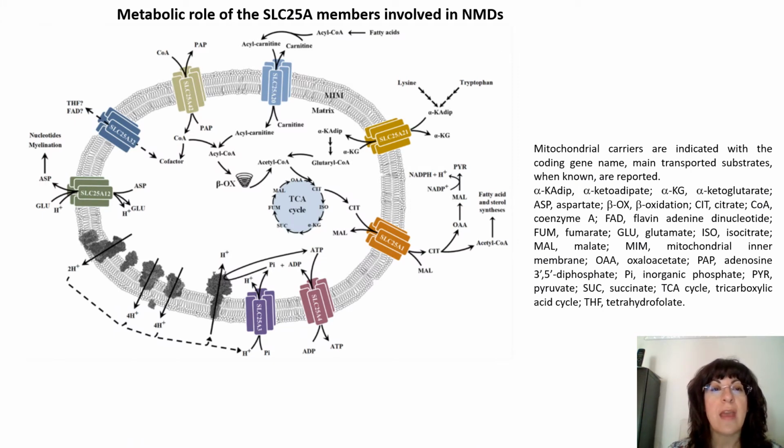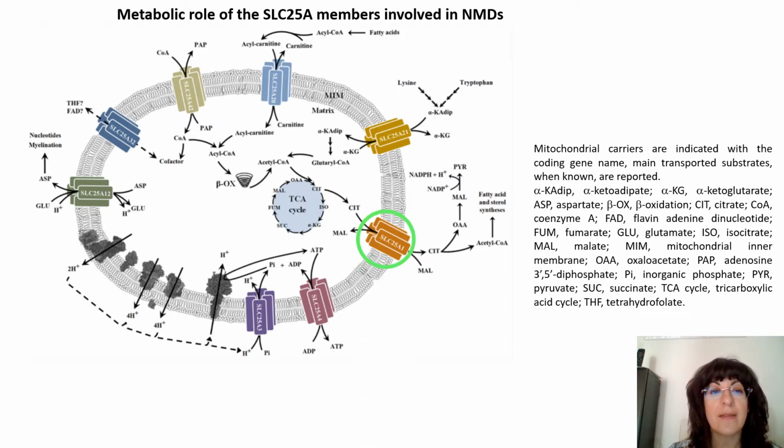Also, the genes encoding some mitochondrial carriers can be mutated. These are transporters located on the inner mitochondrial membrane. They belong to the SLC25 family, the largest solute carrier family found in humans. They transport metabolites across the inner mitochondrial membrane, so providing a link between cytosolic and mitochondrial reactions. They have an essential role in cell metabolism.